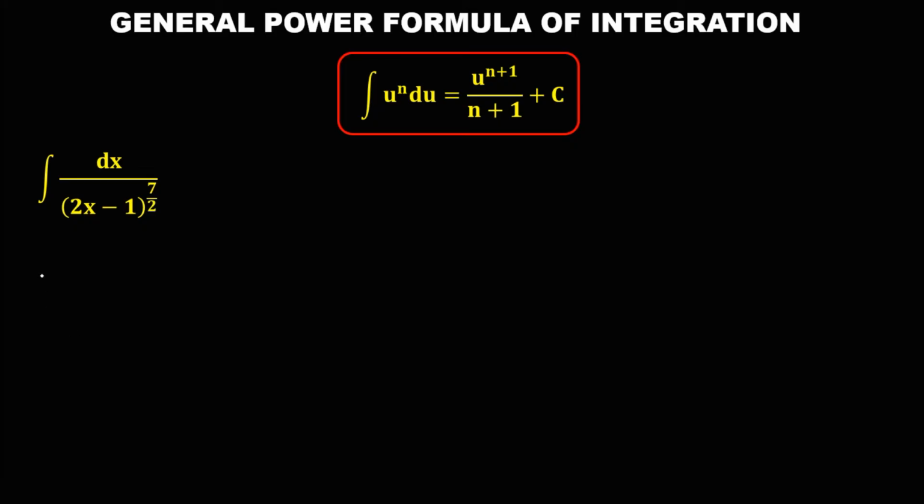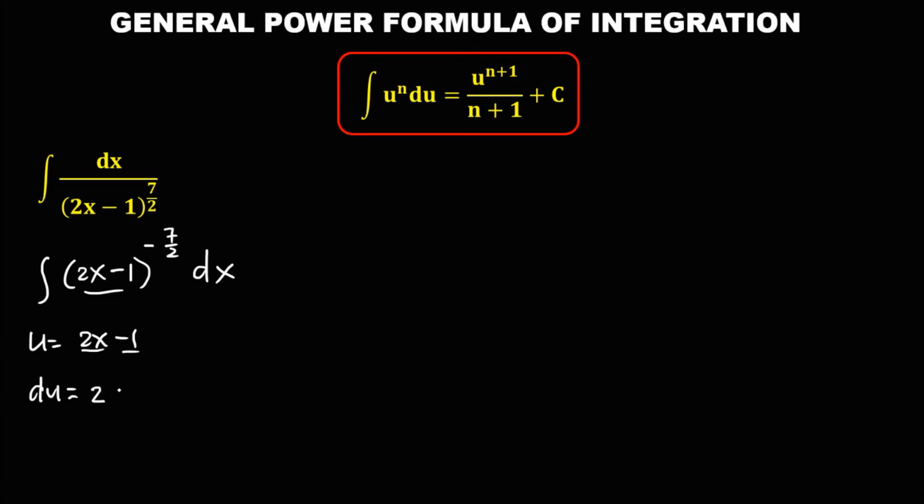Then for this given, we need to rewrite this equation first as 2x minus 1 to the power negative 7 over 2, then the dx. Then from the u substitution, u equals 2x minus 1 and the du, so the derivative of 2x, that's 2, and this one is 0. So we have 2 dx. Then since we have only dx, divide both sides by 2.